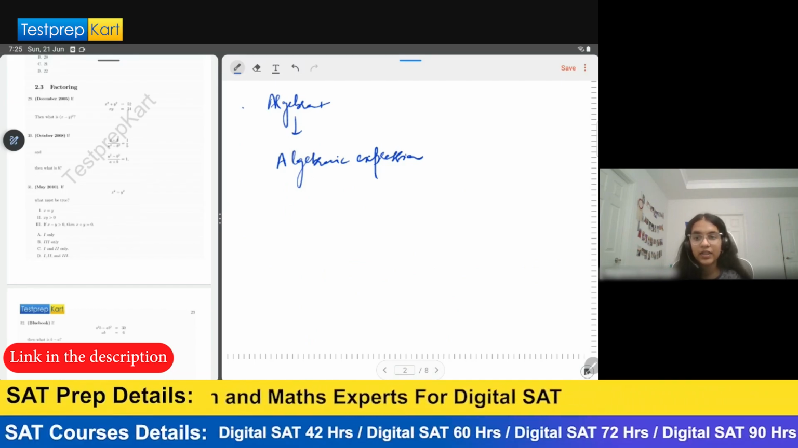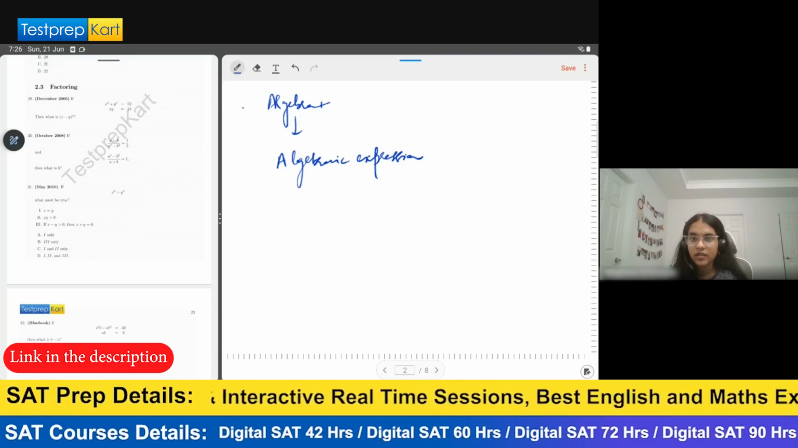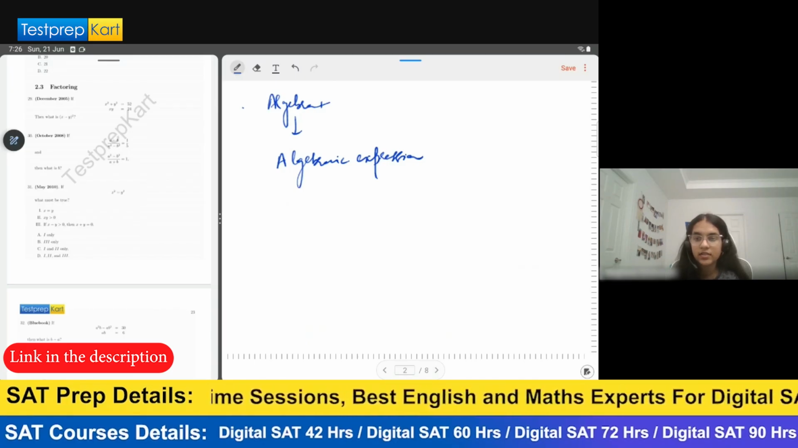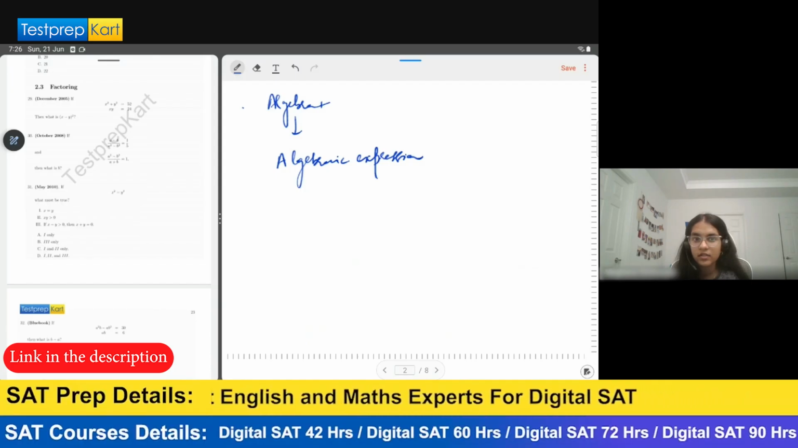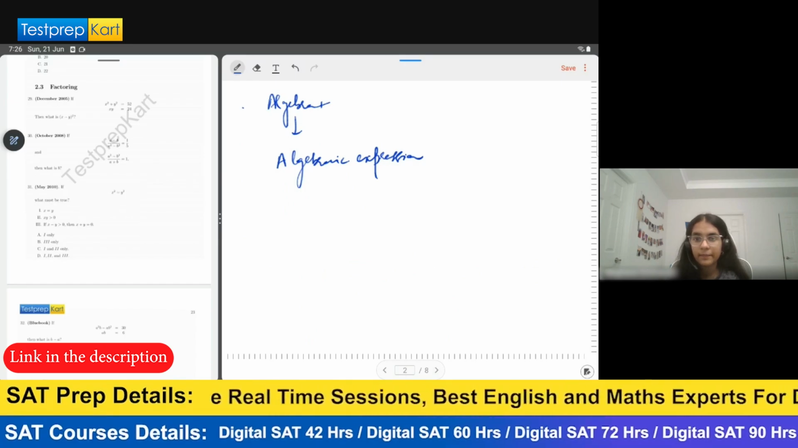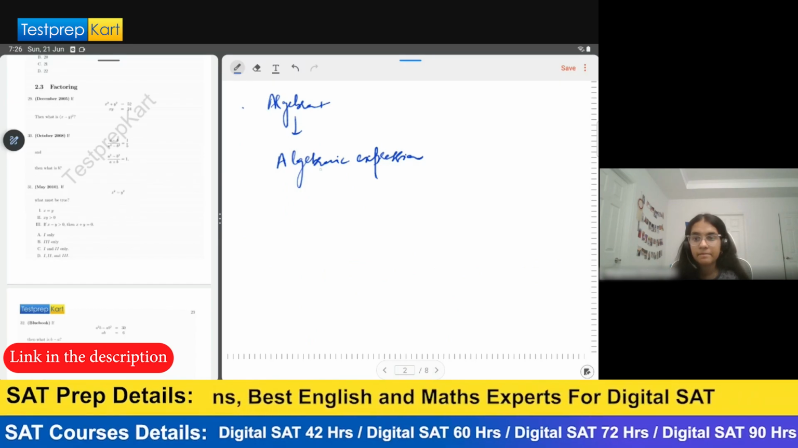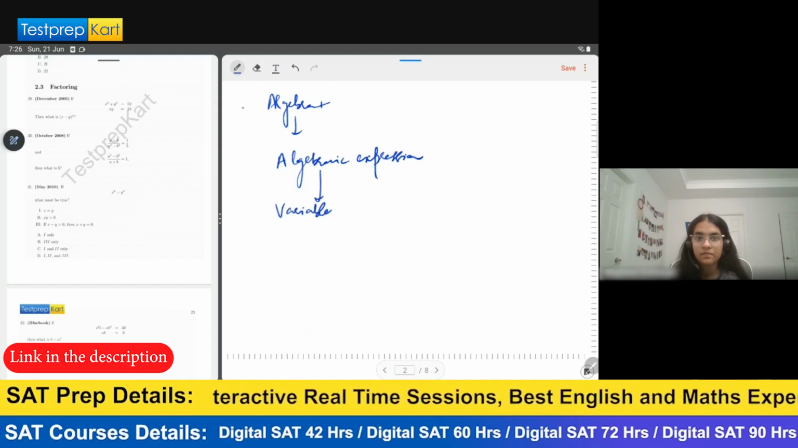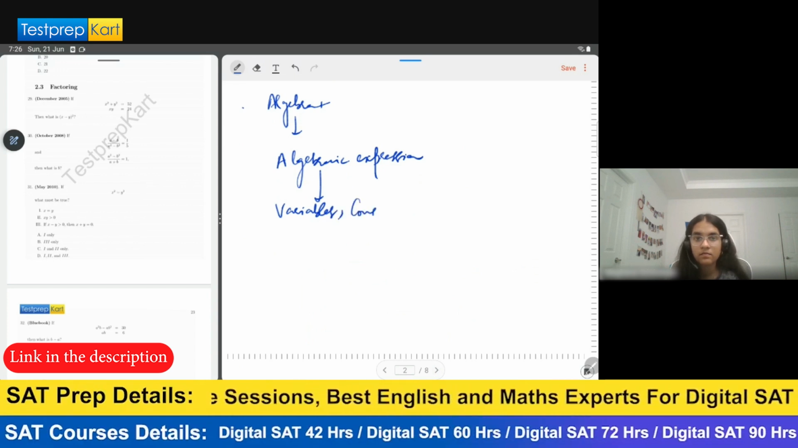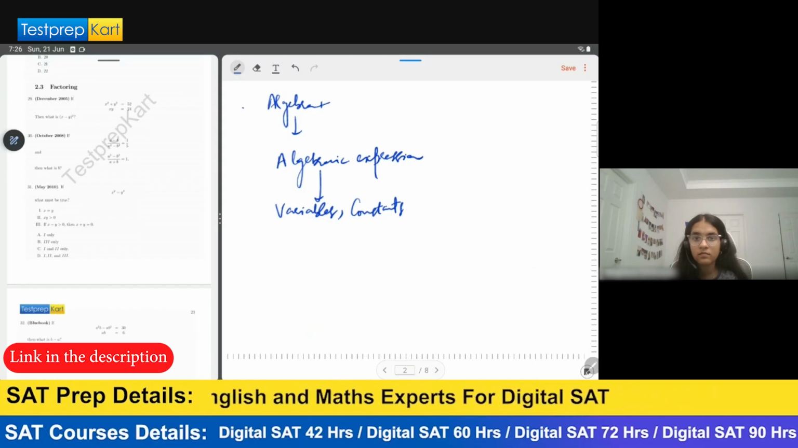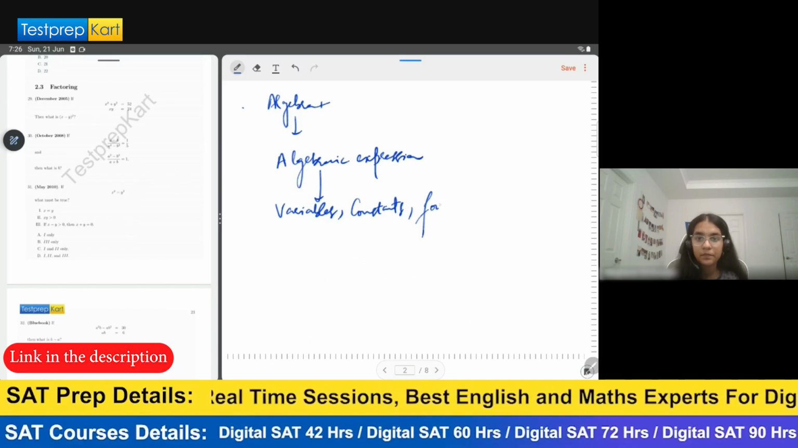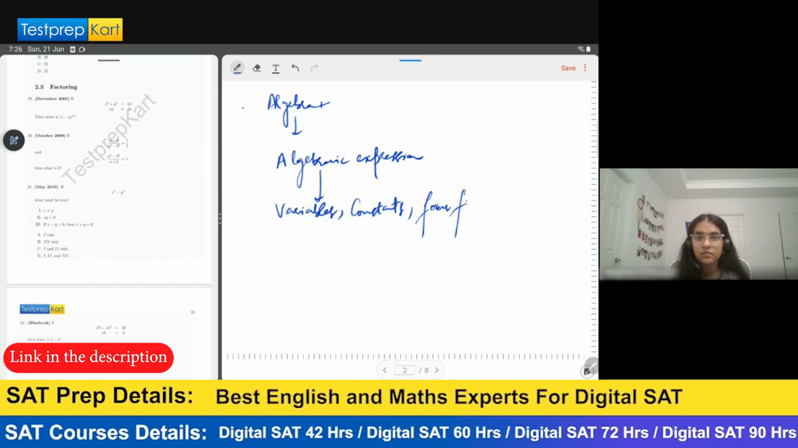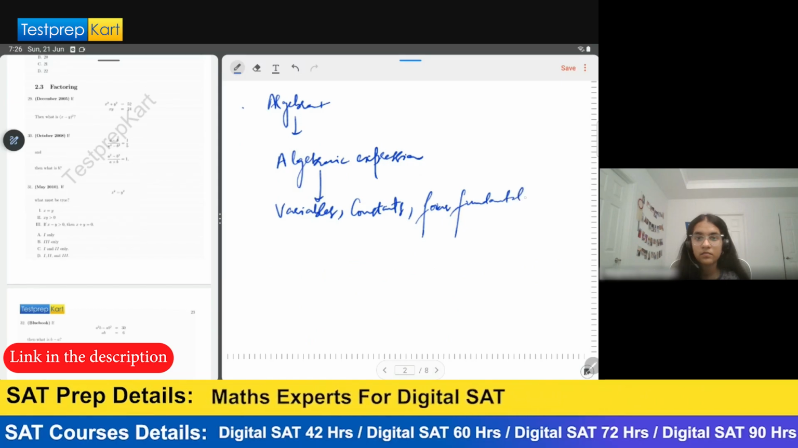Does it mean something like linear equations, using variables and constants? Yes, it is related to that. Using variables and constants. Simply, anything you come across that consists of variables, constants, and any of the four fundamental operators. So what are the four fundamental operators?